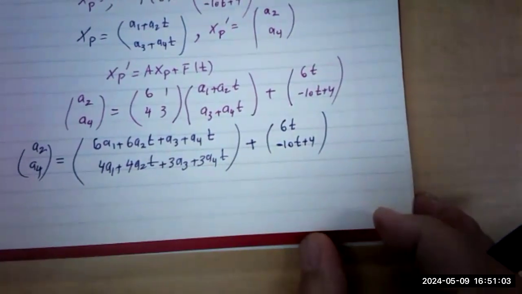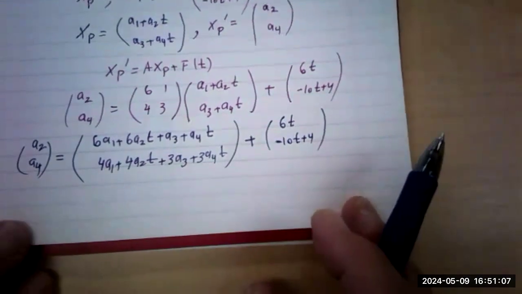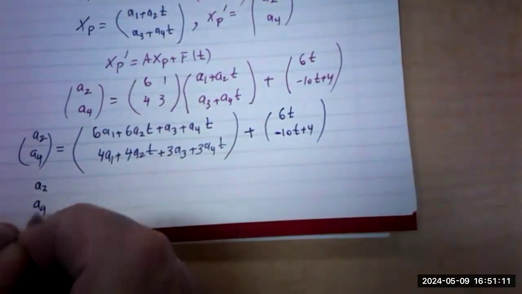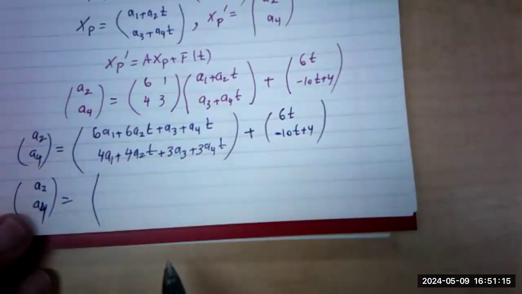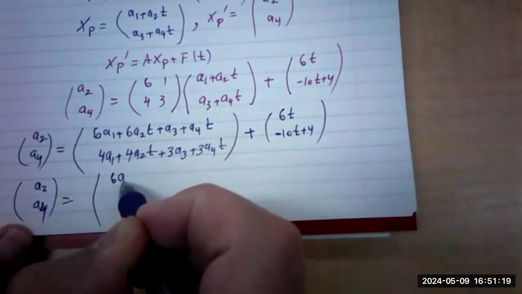Now combine them together. Okay, we're going to add it. So you have the A2, A4, and here is going to be the case. Okay, so I have to add it, and then I factor it.